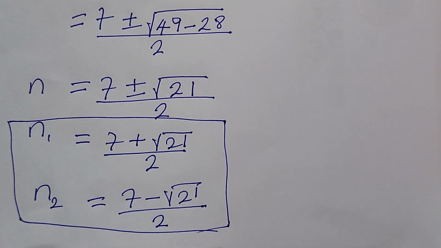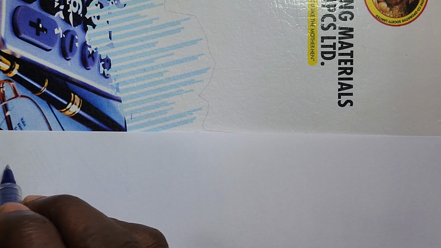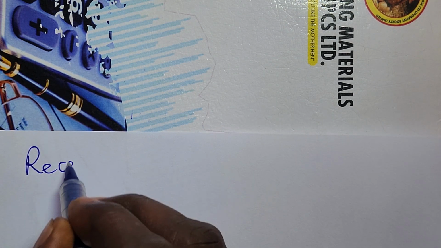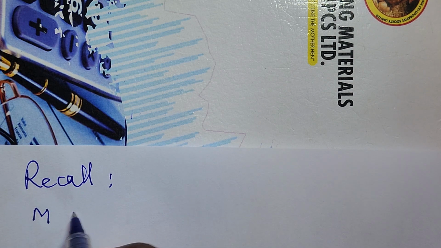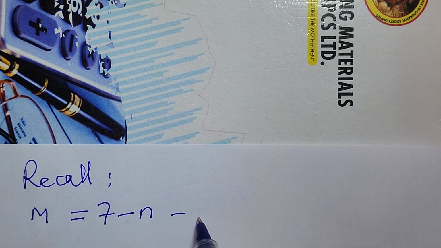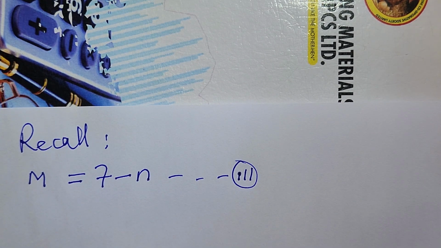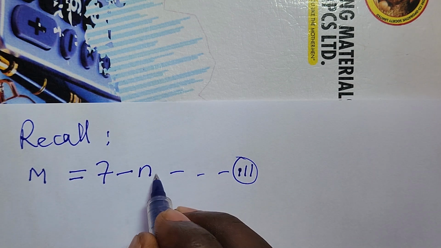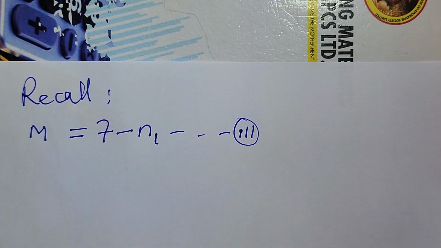Now that we've gotten the values for n1 and n2, let's recall our equation 3. Recall that m is equal to 7 minus n. Remember, this is our equation 3. So we're going to put in the value of n1 into this place. Remember the value of n1, which is this. This is our n1, so we put this value in.